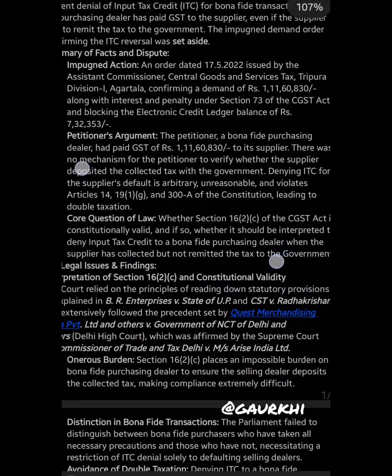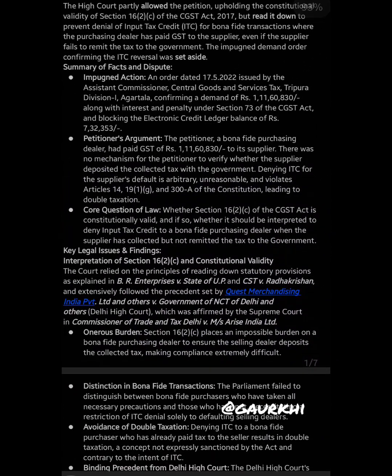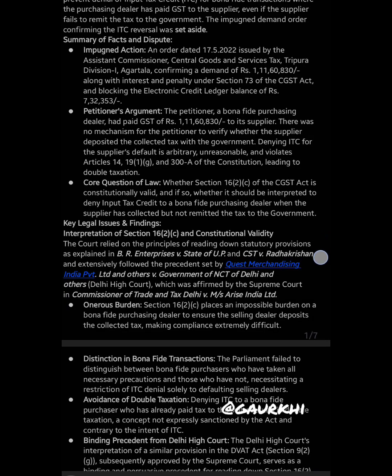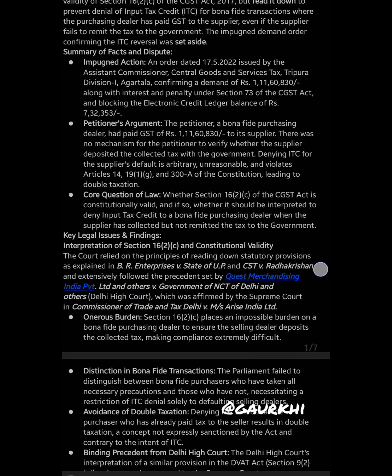So let's read line by line the summary of that judgment. The High Court partly allowed the petition, upholding the constitutional validity of Section 16(2)(c). We have read already Section 16(2)(c) of the CGST, right? But it was read down to prevent the denial of ITC for bona fide transactions where the purchasing dealer has paid the GST to the supplier, right? I have paid to the supplier, even if the supplier fails to remit the tax to the government, like we already discussed in this case before. The impugned demand order confirming the ITC reversal was set aside, right?